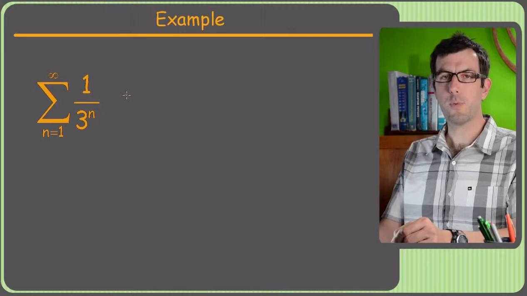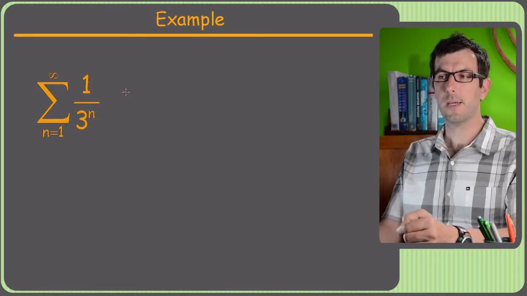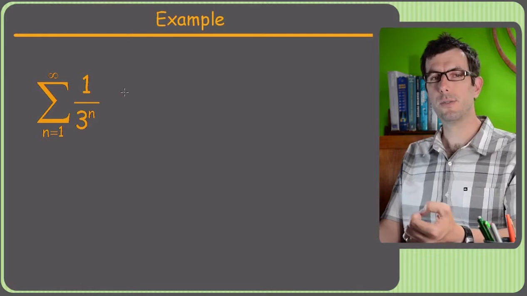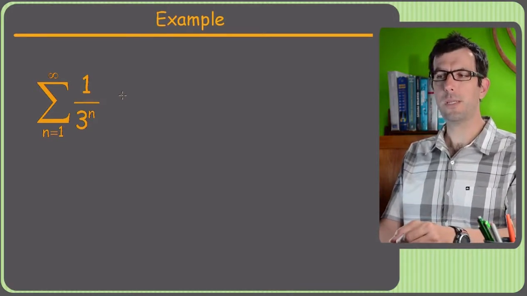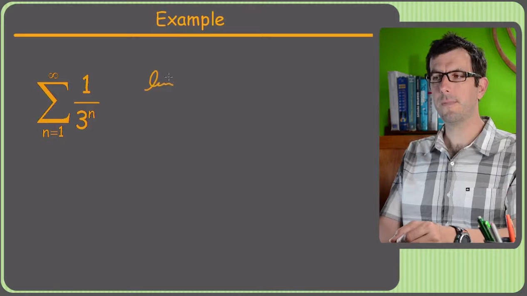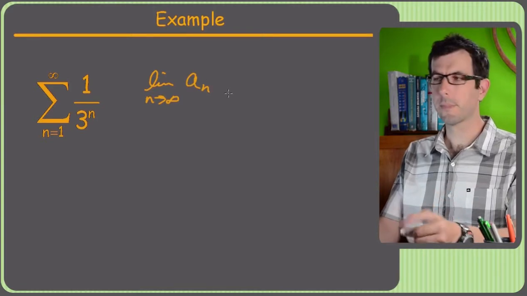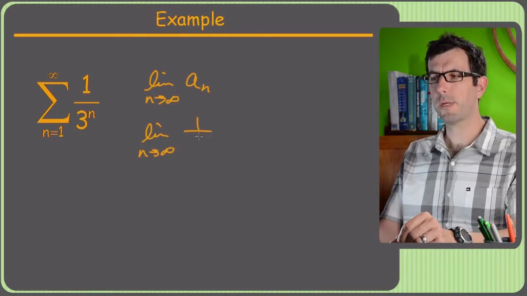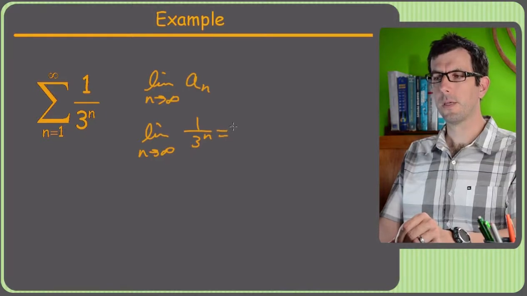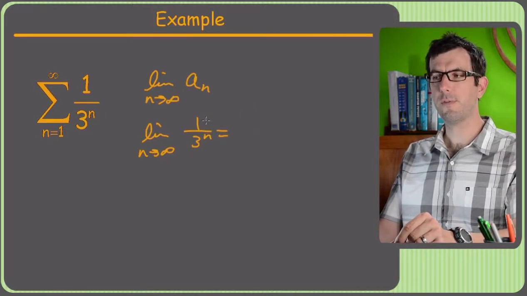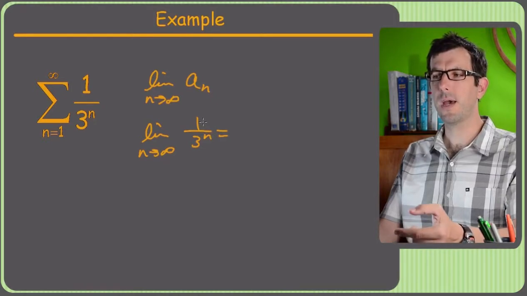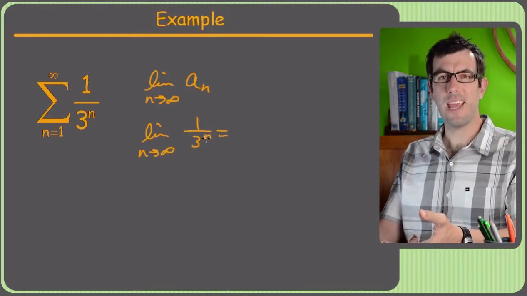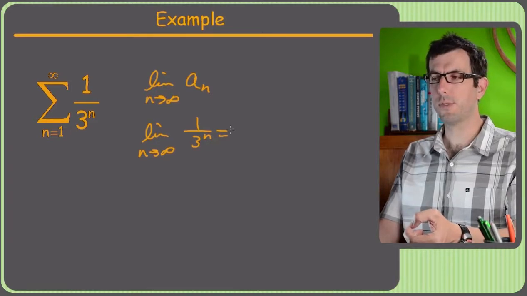All right, so here's a straightforward one. The instructions might have said something like, use the nth term test to test for divergence. So all we need to do is figure out the limit as n approaches infinity of a sub n. Well, we want to take the limit as n approaches infinity of 1 over 3 to the n. There are two ways to do this. One is to use your limit knowledge and say, if we plugged in infinity for n, we'd get 1 over a ridiculously huge number, which is 0.